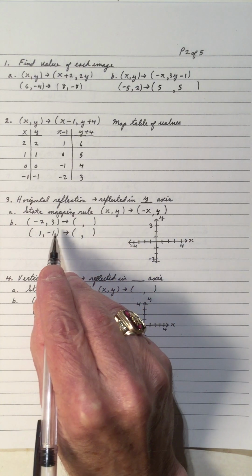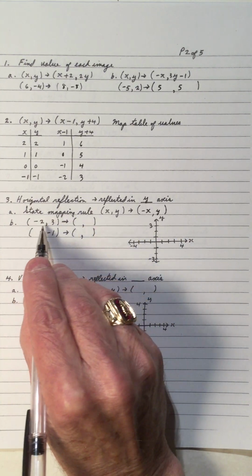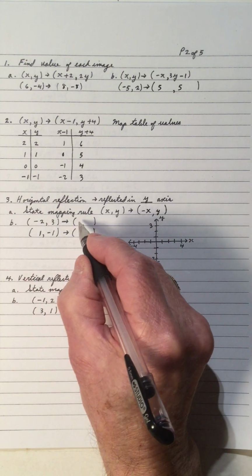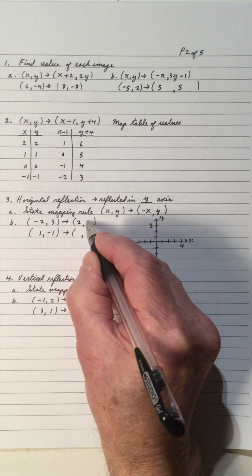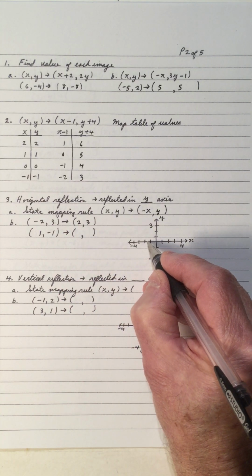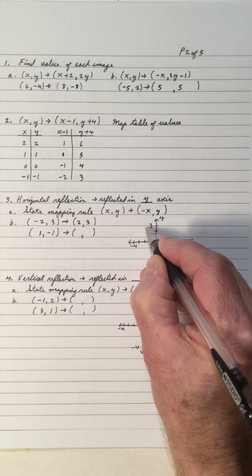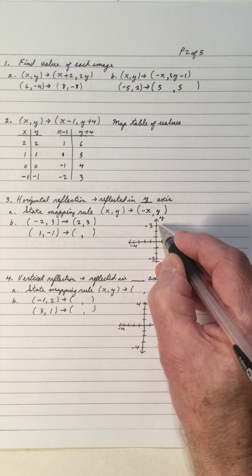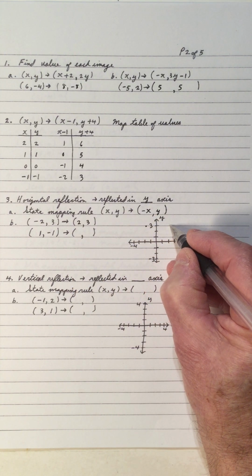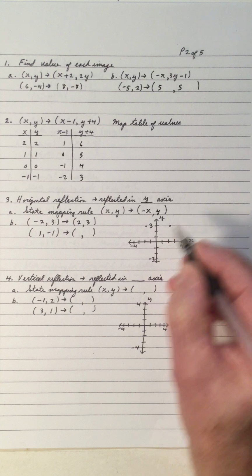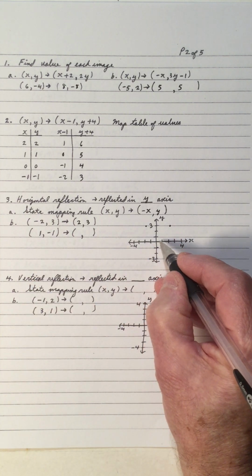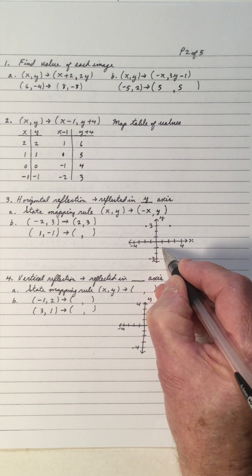So to practice that, to do the horizontal reflection on this ordered pair, we change x, negative 2, to a 2, and we don't change the y. So negative 2, 3 is right here. And that is reflected across over here to 2, 3. And 1, negative 1. So the point 1, negative 1 is here.